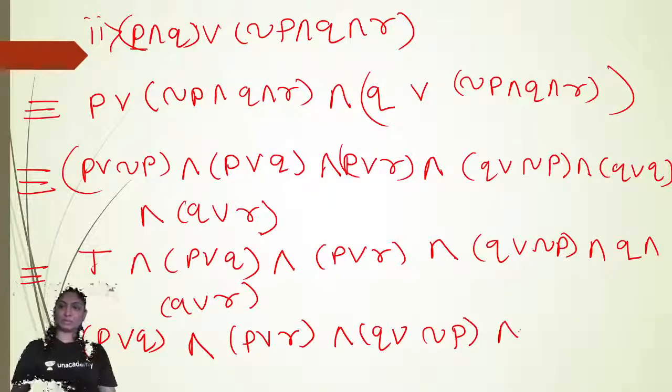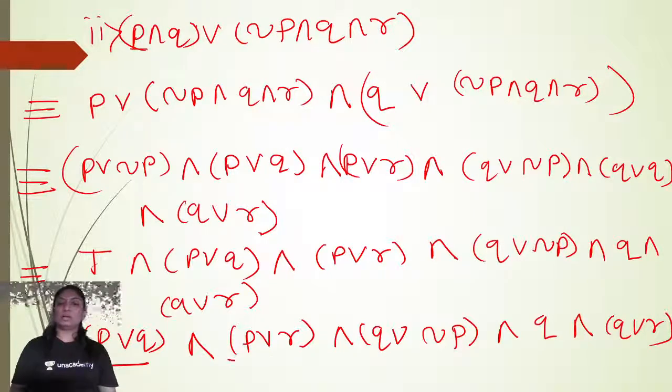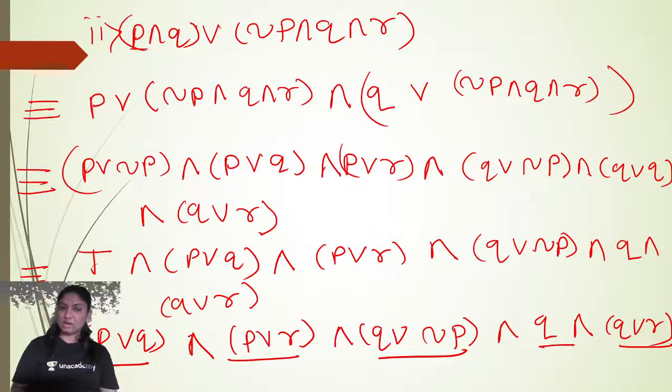and Q or R. This is here. Now see here, all the fundamental disjunctions are joined by and. So this is your CNF. This is a conjunction of fundamental disjunctions. So this is your CNF form, the conjunctive normal form of the given statement.